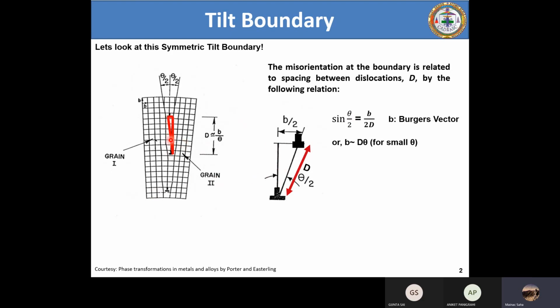You have two dislocations at two different planes, and the cores of these dislocations are separated by a distance d, and of course you have the horizontal shift between the dislocations equal to b by 2, where b is the Burgers vector. Since we are talking of the symmetric tilt boundary, the angular separation between these two dislocations is theta by 2. Now if you look at simple trigonometry, there's no rocket science: sine theta by 2 is equal to b by 2d, where b is the Burgers vector and d is the separation between the dislocations.